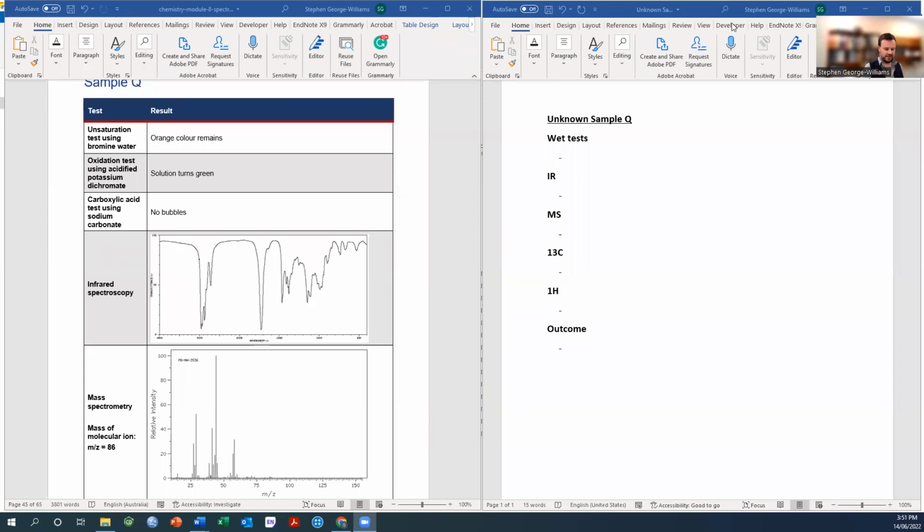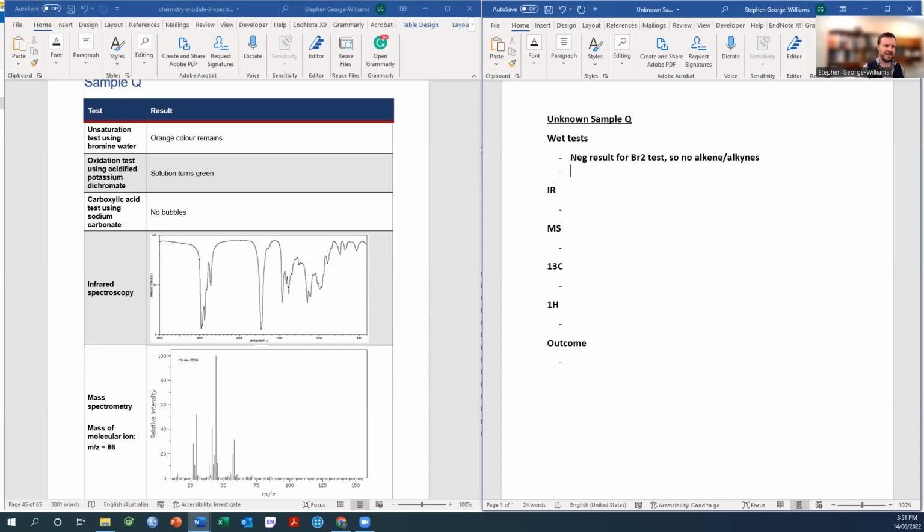Having looked now at unknown sample Q, presuming you, of course, have looked at unknown sample A, where I went through a lot more detail on all of these tests and ideas. So starting off with our unsaturation test, we can see there is a negative result for that. So it's a negative result for the two tests. So no double bonds, no alkenes or alkynes. Note that when I say double bonds, I am referring to carbon double bonds, not, for example, a carbonyl. So the Br2 test just says you don't have an alkene and you don't have an alkyne.